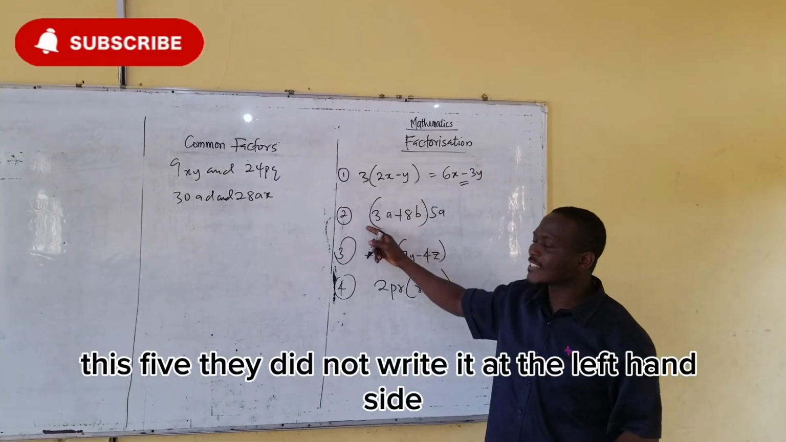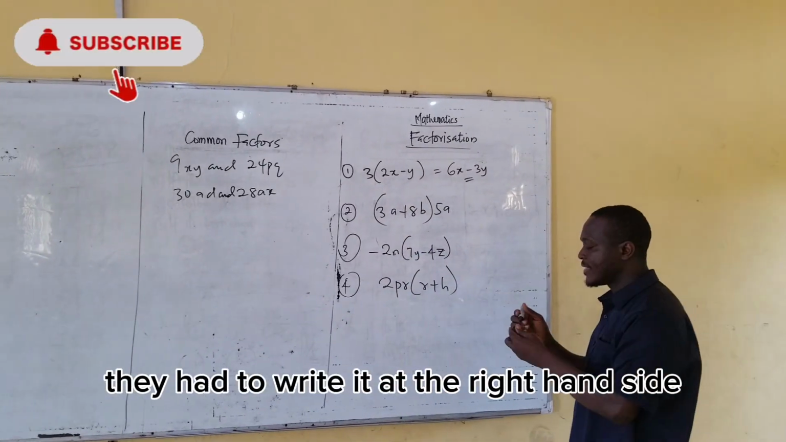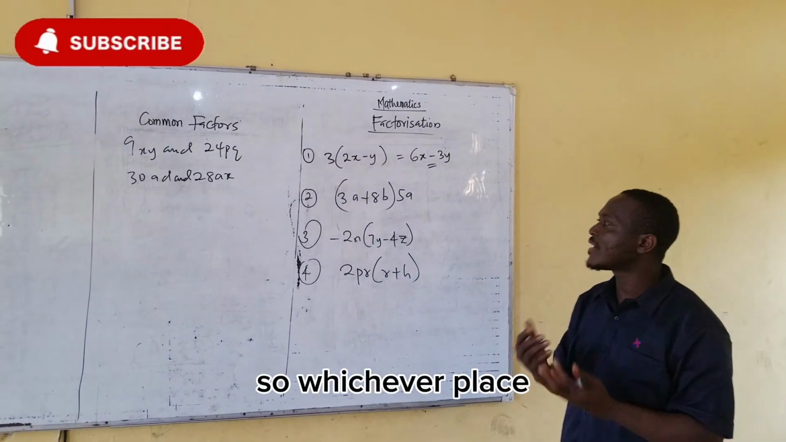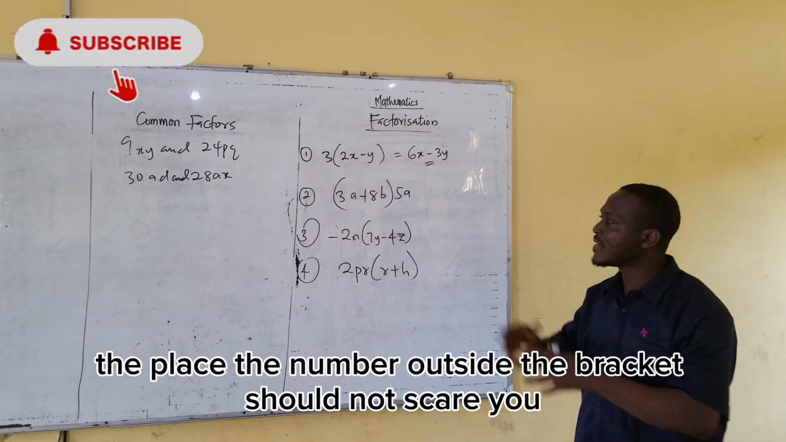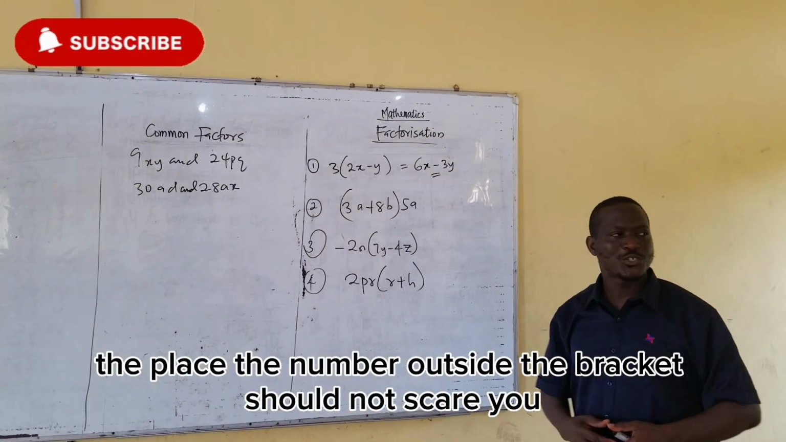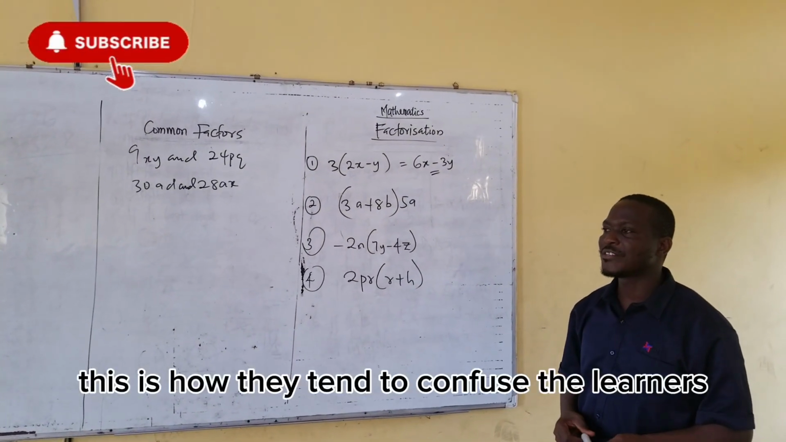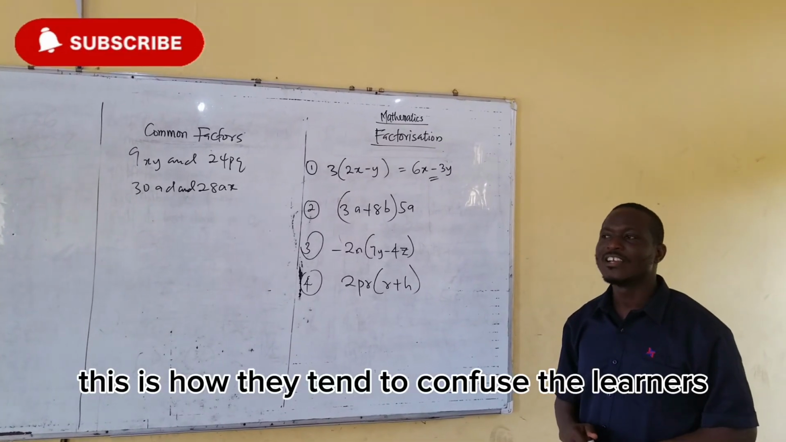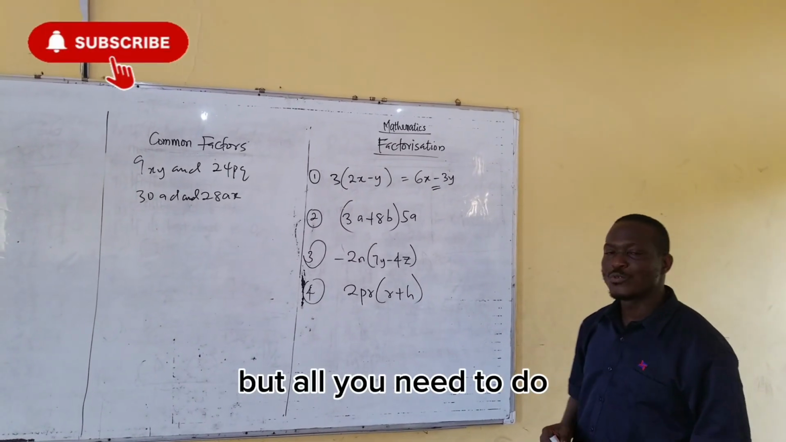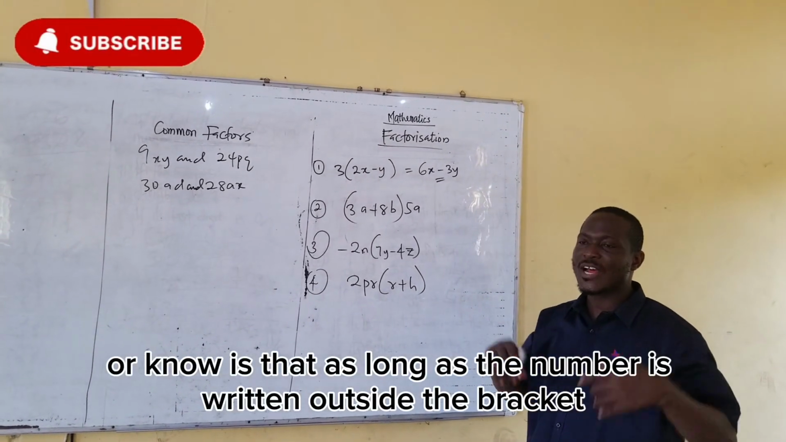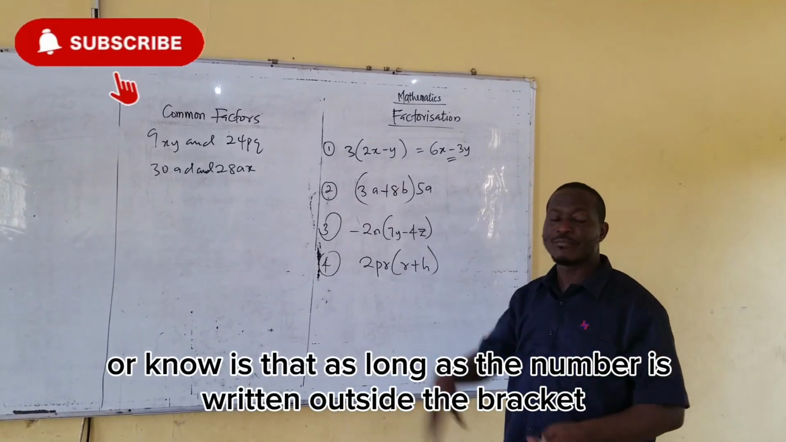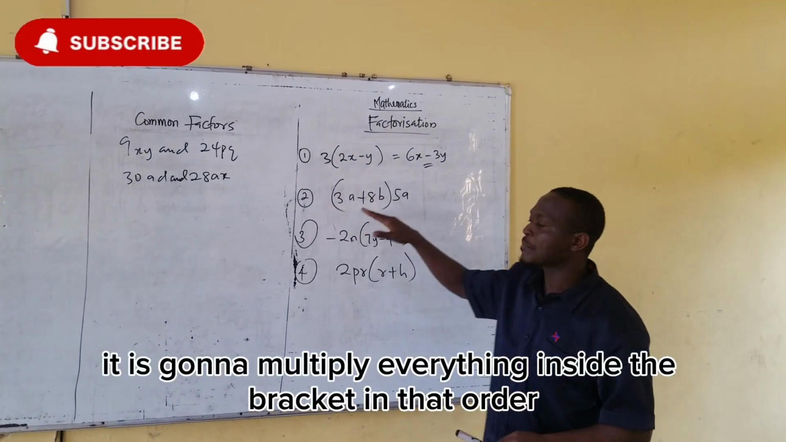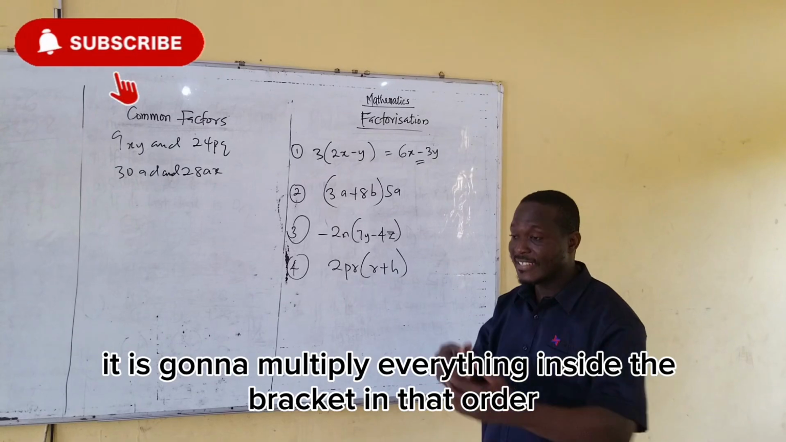This 5, they did not write it at the left hand side. They have to write it at the right hand side. So whichever place they place the number outside the bracket should not scare you. This is how they tend to confuse learners. But all you need to know is that as long as the number is written outside the bracket, it is going to multiply everything inside the bracket in that order.